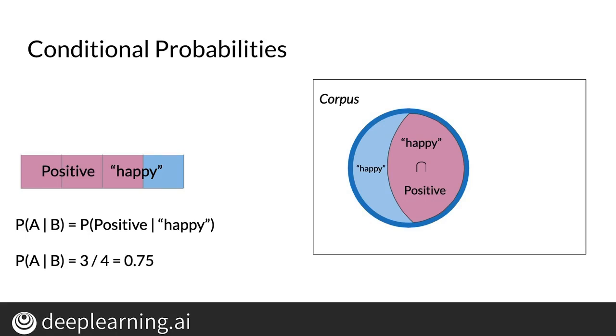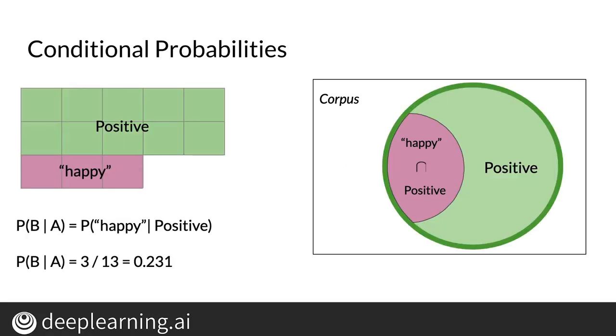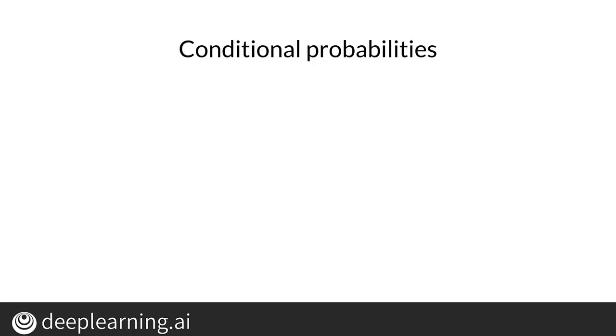As you can see by this calculation, your tweet has a 75% likelihood of being positive if it contains the word happy. You could make the same case for positive tweets. The purple area denotes the probability that a positive tweet contains the word happy. In this case, the probability is 3 over 13, which is 0.231. With all of this discussion of the probability of meeting certain conditions, we are talking about conditional probabilities.